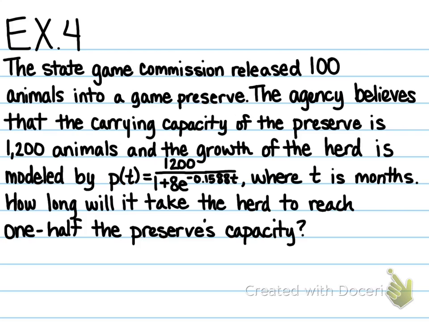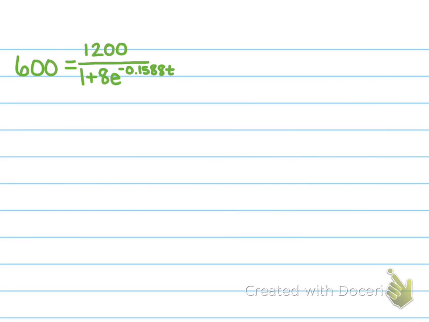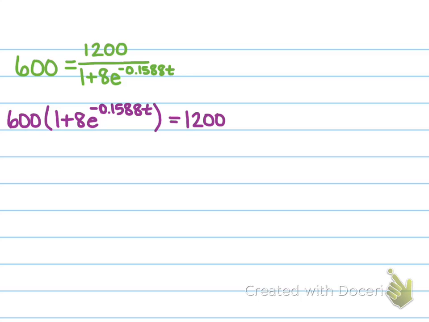So that's 600 animals. So we're going to put 600 in place of the P of T. That's the population with respect to time. We're trying to figure out how long it's going to take for there to be 600 animals on the preserve. So 600 equals 1,200 over 1 plus 8 times e to the -0.1588 t power. So since 1200 is being divided by all that craziness down at the bottom, and that's where the variable is, then I need to multiply by that on both sides. So 600 times 1 plus 8e to the negative 0.1588t power.